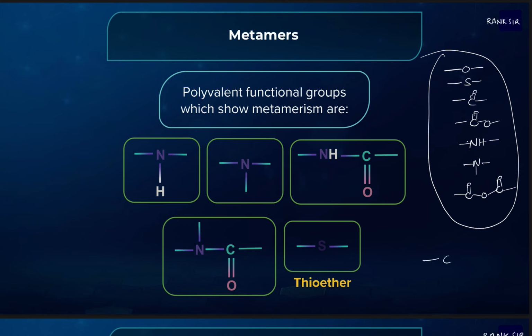For example, if you consider the aldehyde group, because this has a compulsory hydrogen, it does not show. Alkyl group does not show. Carboxylic acid does not show. Like this, any such functional groups do not show, because these are fixed sides. When fixed is there, there is no change in the alkyl group. That's why they will not show metamerism.